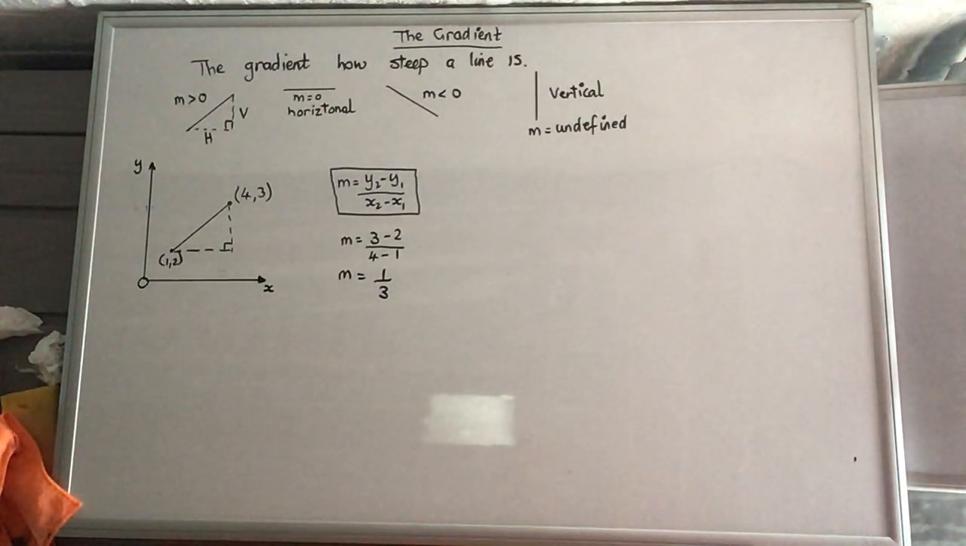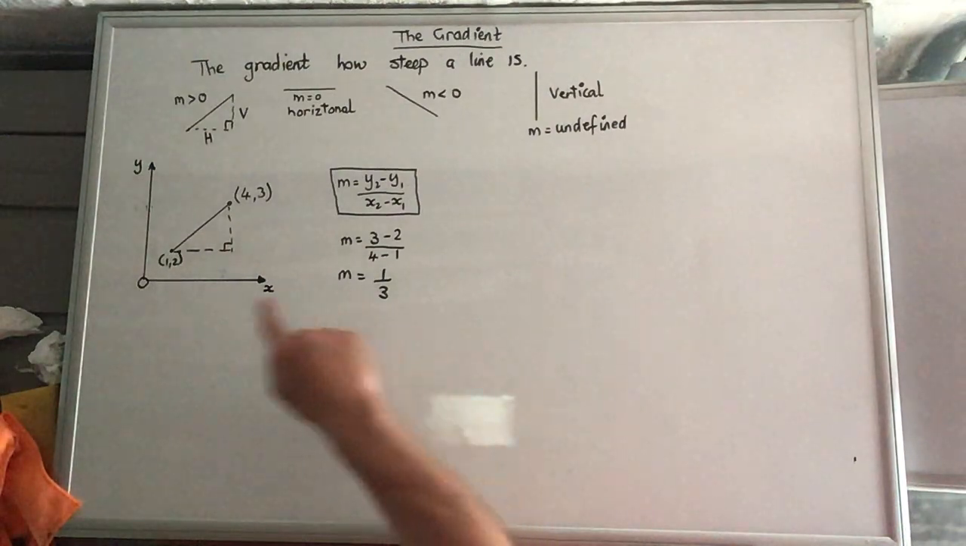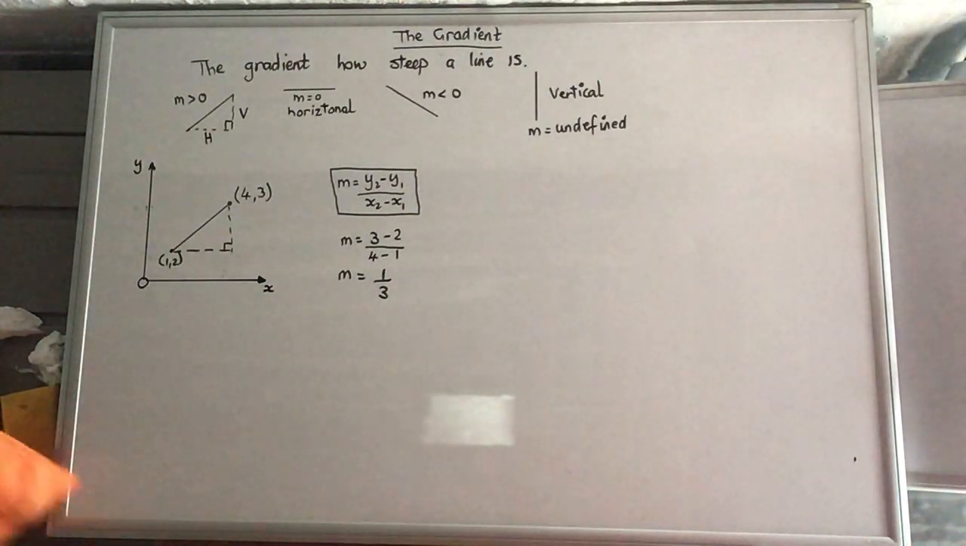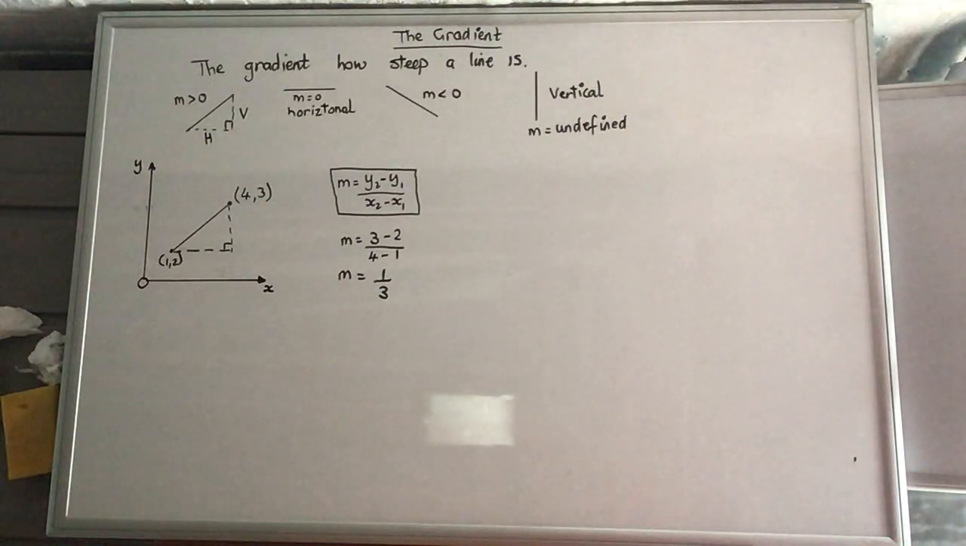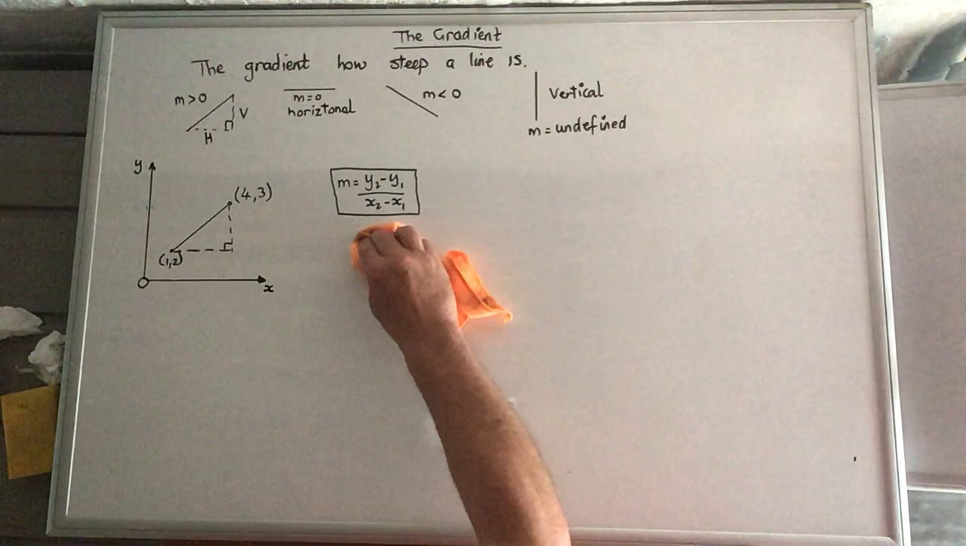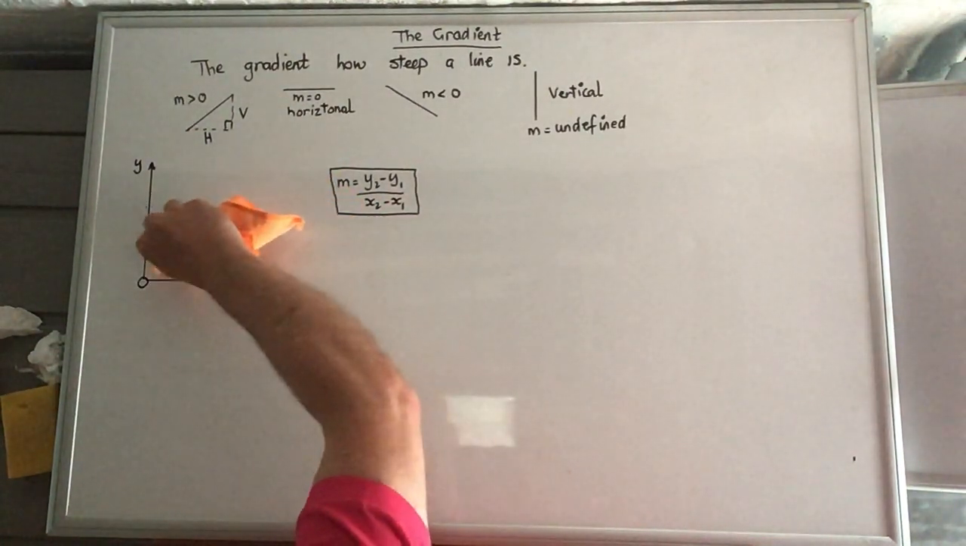Now, we should know a rough answer before we start. We know it's a positive gradient, so this value here must be positive, and it is positive, so we can reasonably assume that our answer is correct. That's a positive gradient. Let's try a horizontal one, so rub this out. And we'll try a horizontal one.